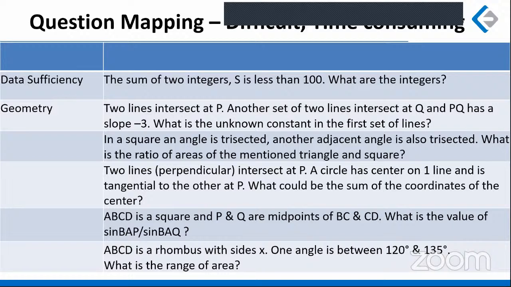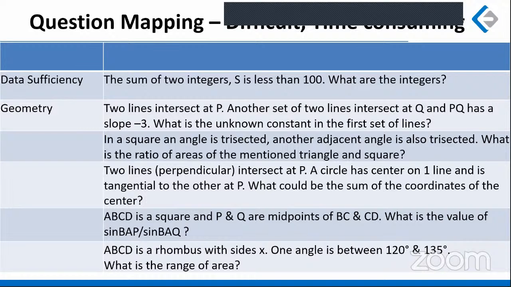Again, sine theta, as I said. Not a very difficult question. Just because of the sine theta, maybe you would think of it as difficult. So quite straightforward. Just find the values of the two sine thetas and get the ratio.